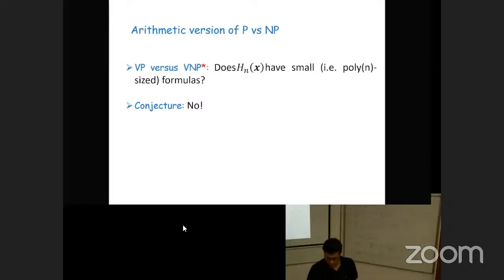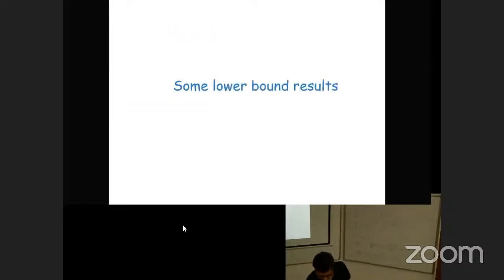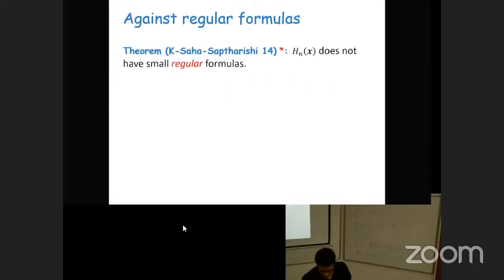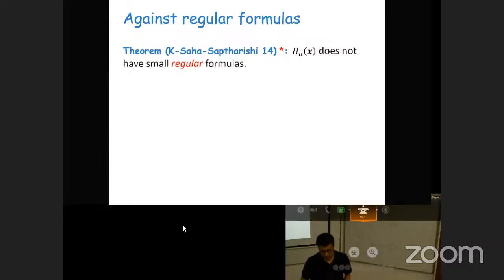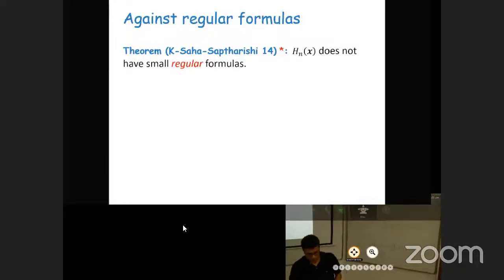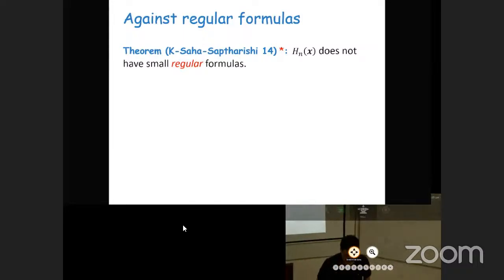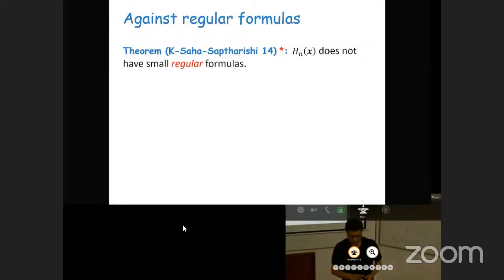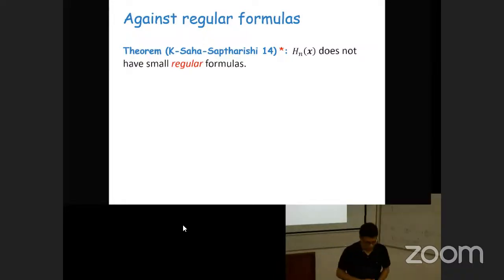Along with my co-authors, we made some progress on this. I will just summarize this. I won't describe all the technical details, but I just want to give you a flavor of the kind of results that we obtained. In 2014, we showed that the Hamiltonian, actually a slightly different polynomial, but morally equivalent, does not have small regular formulas.